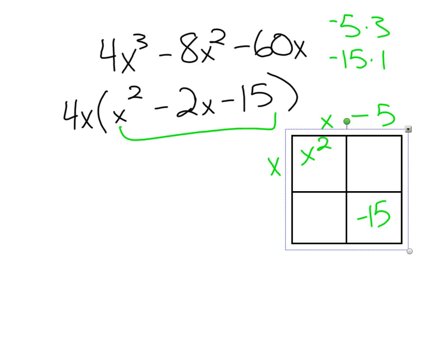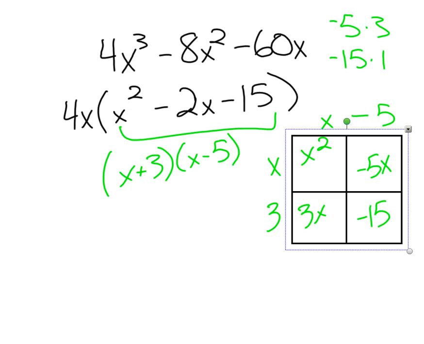It is the first one. So we have negative 5, 3, so it gives us 3x, negative 5x. Does that work? Yes. So we get x plus 3, x minus 5, and that whole mess is multiplied by 4x. Why is it 3 first? That doesn't really matter. You can put the x minus 5 first. It's the same thing.